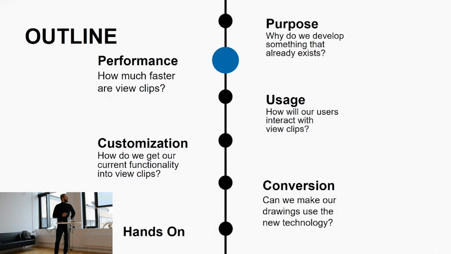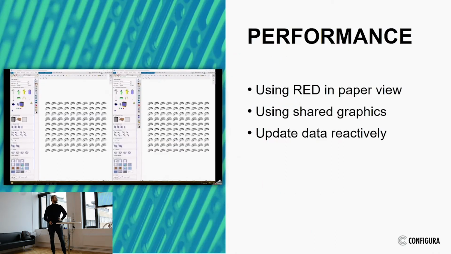So, performance, how much faster are ViewClips? Well, to answer that, I'm going to talk about what we've done. So right now we're implementing red for displaying the paper view. It's currently using GDI, I think, which is much slower. And since both the 2D and 3D view are currently using red, it feels like a natural step to implement it for paper view too.